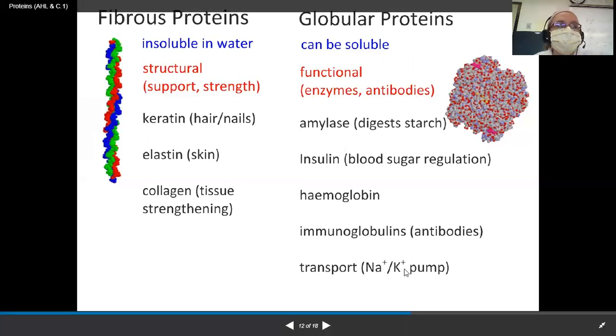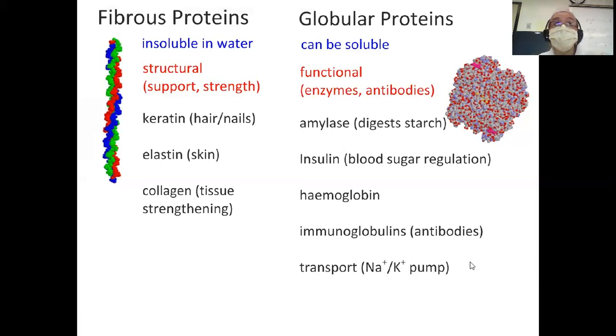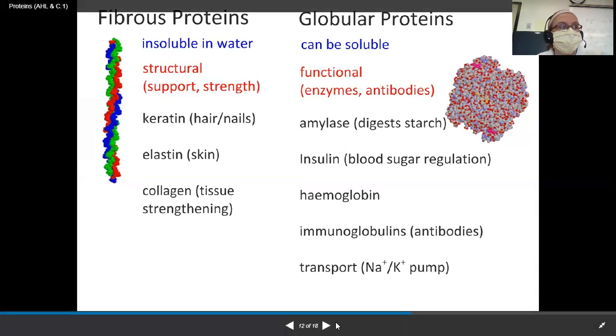And then lastly, they can also be used for transport across a cell membrane. So the sodium-potassium pump is probably the most important one, at least to our curriculum. The sodium-potassium pump is what regulates our nervous system and also our muscular system. And without those, we would die, basically.